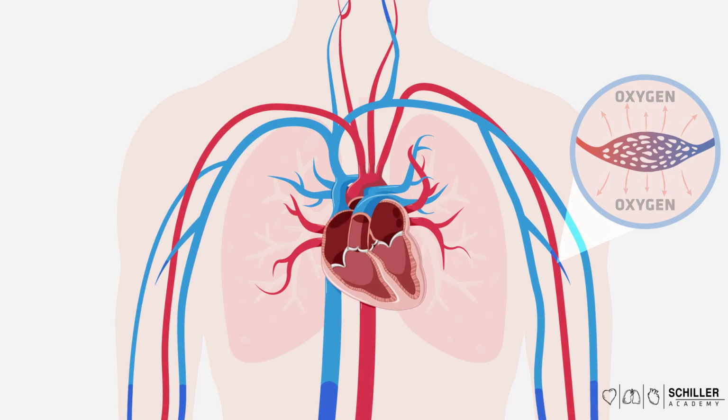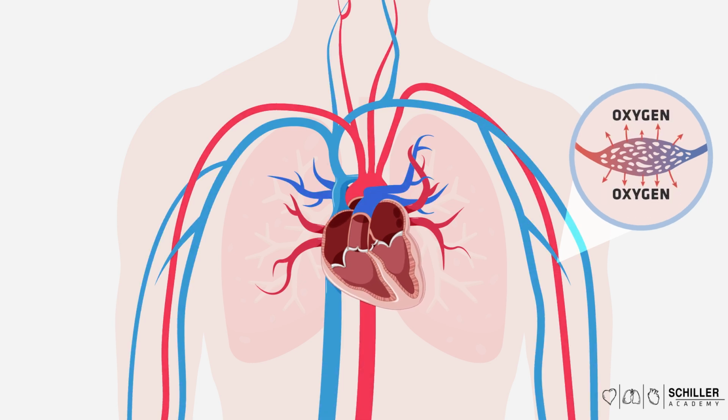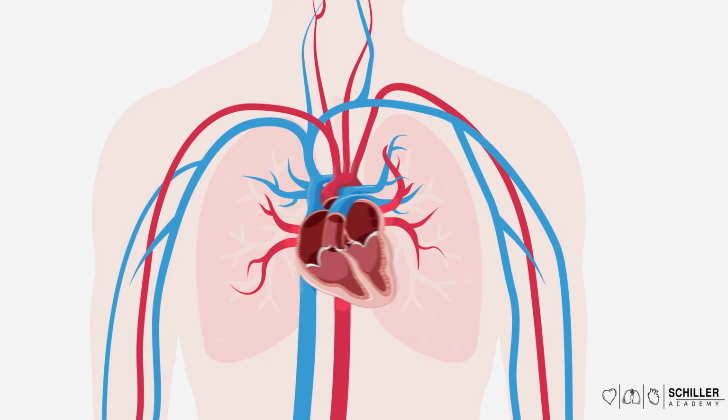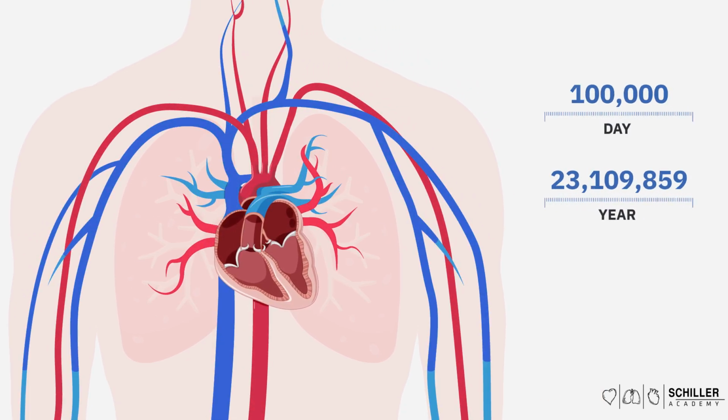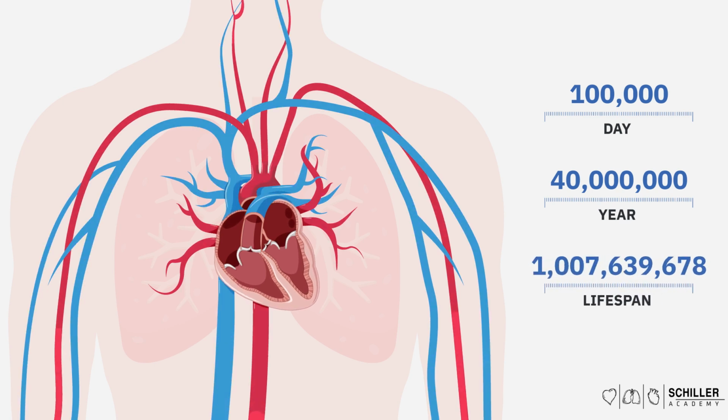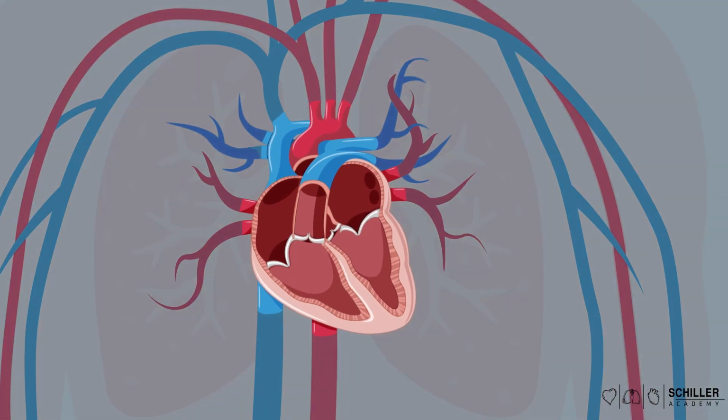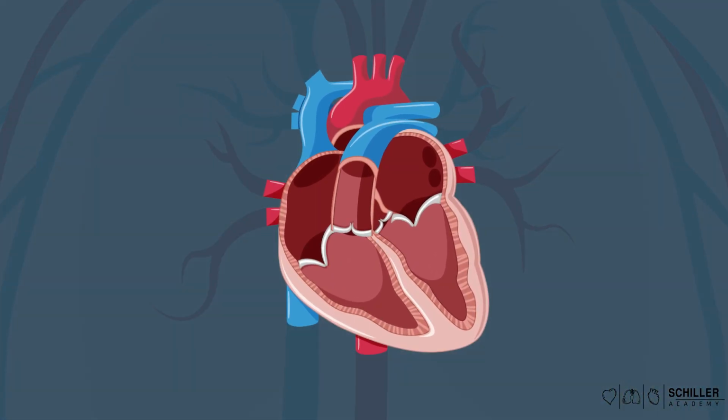After delivering oxygen to the cells, the arterial blood becomes venous and returns to the heart through other vessels. The heart beats approximately 100,000 times per day, 40 million times per year, and up to 3 billion times over an average lifespan. Let's talk about the structure of the heart in more detail.